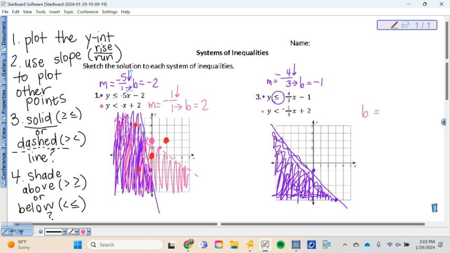So what's my y-intercept? 2. And what's my slope? A negative 1 over 3. That means I need to go down 1 over 3. There you go. I got my 2 points. Dotted or solid line? Dotted. Shade above or shade below? Less than or greater than? Less than. So what does that mean? Shade below.